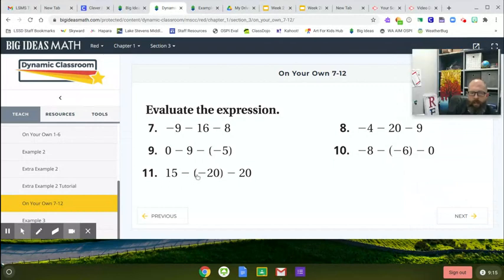15 minus -20 is the same as +20. So that's going to be 35. Minus 20 would be 15. -14 minus 9 would be -23. Minus 36 more would be negative 59.